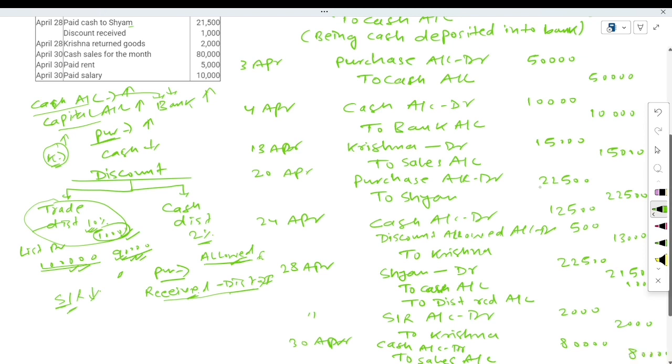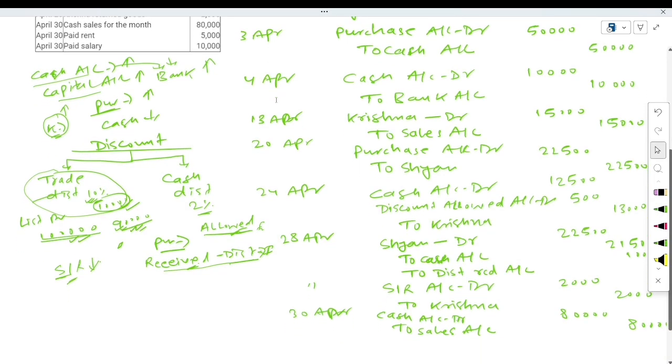Now on 30th April, paid rent of rupees 5,000. Rent paid, in the sense that rent is an expense. You are paying this expense. What would be the entry? Entry will be rent account debit to cash account. How much rent are you paying? 5,000. Here also 5,000. Now the last entry, paid salary of rupees 10,000. Here it would be the same entry, salary account debit to cash account.